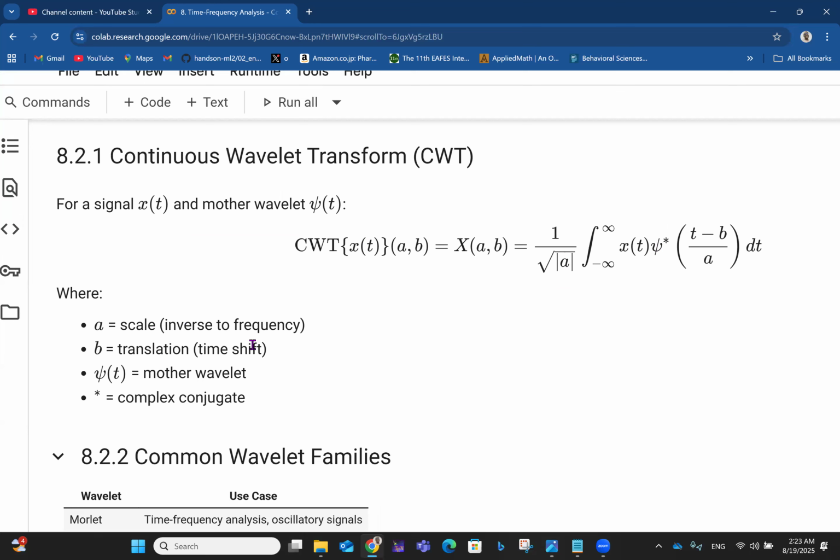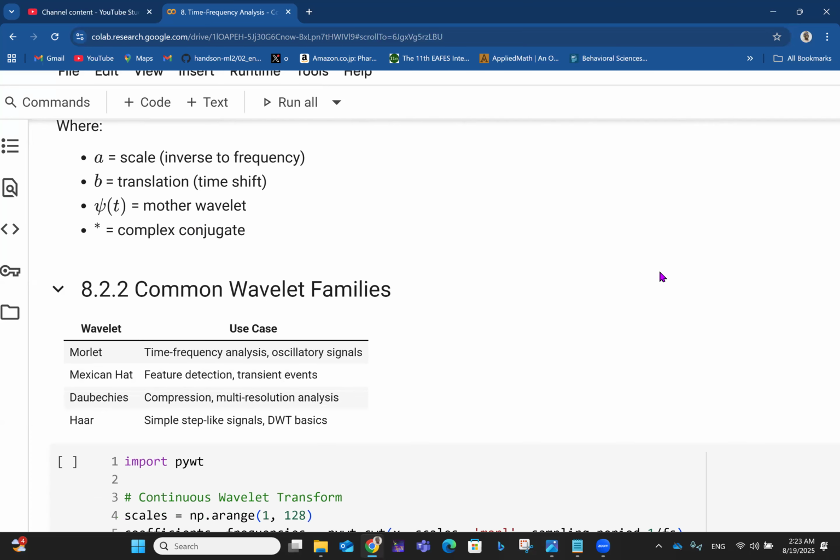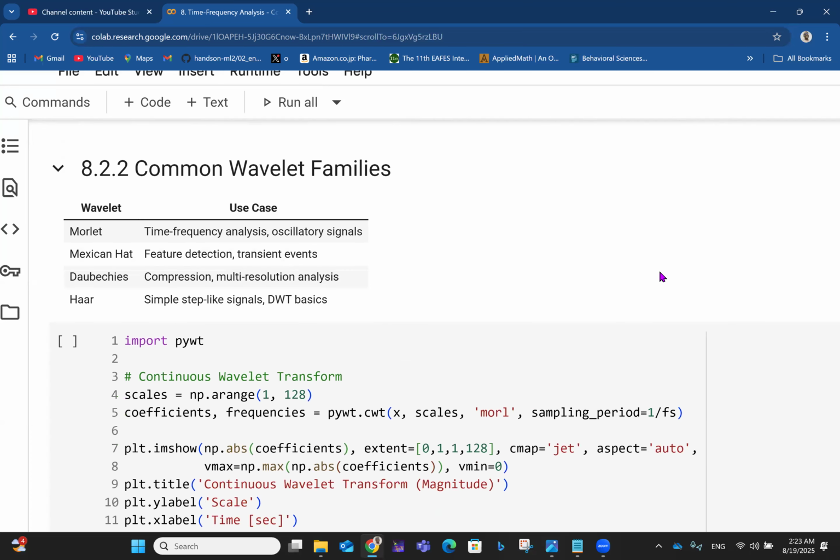Where A is the scale, which is the inverse of frequency, and B is translation, which is the time shift. Then you have psi of t, which is the mother wavelet, and the star tells us that psi star is the complex conjugate of the mother wavelet. Okay, then we have the common wavelet families.